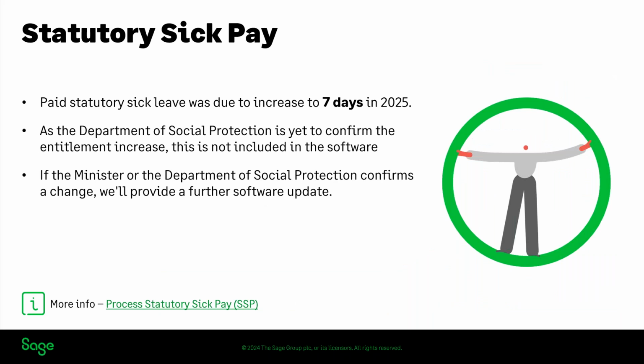Next, we have statutory sick pay. So paid statutory sick leave was due to increase to 7 days in 2025. However, as the Department of Social Protection has yet to confirm this increase, it's not yet been included in the software. If the Minister or Department of Social Protection do confirm this, we will of course provide a software update with that automatically to reflect that change. The SSP decision won't be confirmed until the 1st of January, but once that is, it will be included in the software, obviously.